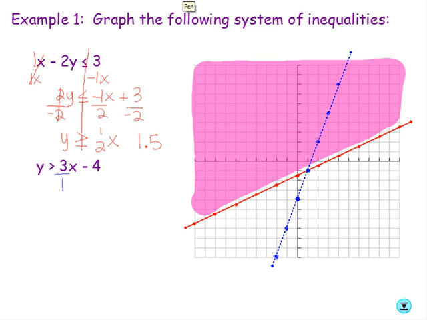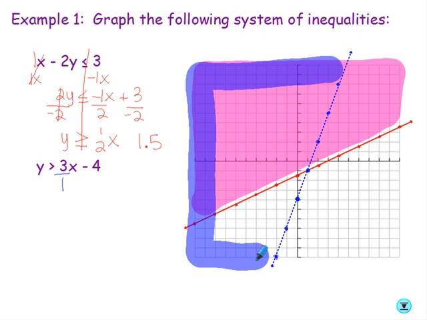Final step is I need to decide whether I shade up or down. So I am going to look here at my symbol. That is a greater than, which means I shade up. So I know it's kind of weird, but if I started this line and I go up, I am shading this area. So I'm going to shade all of this.